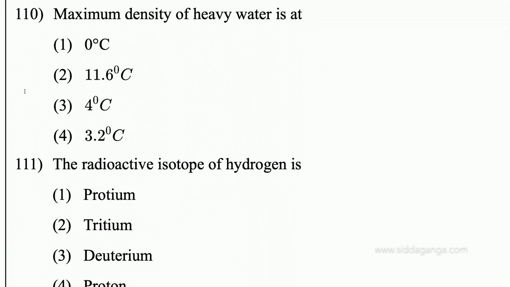Okay. Maximum density of heavy water is at, so that is on the basis of physical property. Option 2 is the answer for that one: 11.6 degrees Celsius. If they ask in terms of kelvins, it will be 284.6 Kelvin, or you can say 11.6 degrees Celsius. Okay. Option B. Next question.